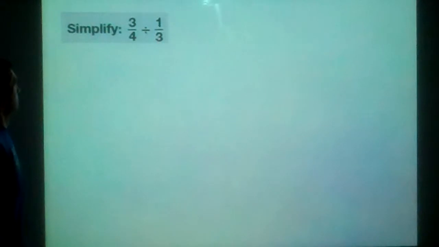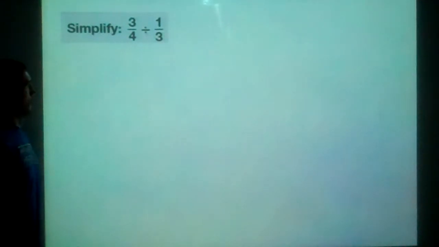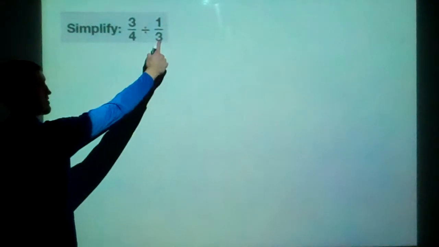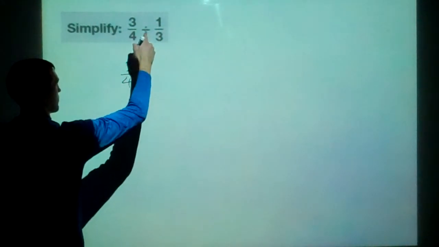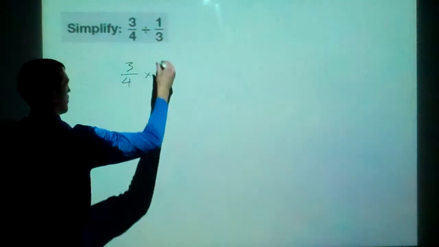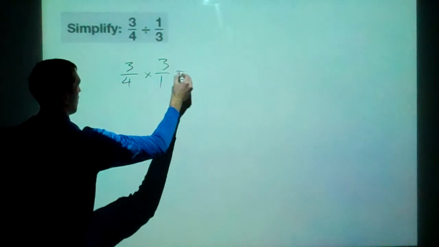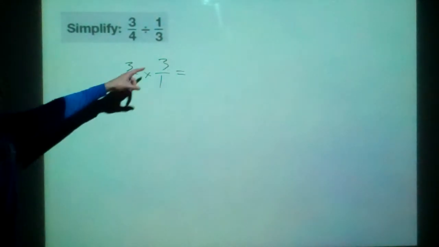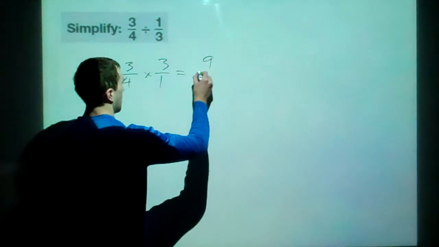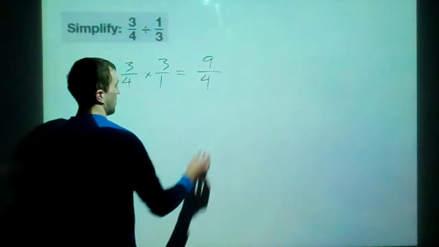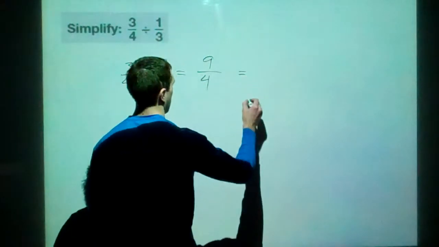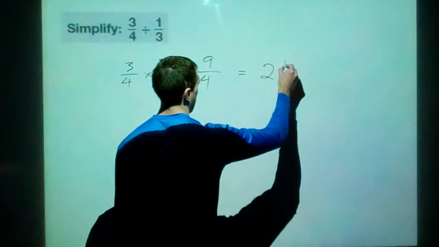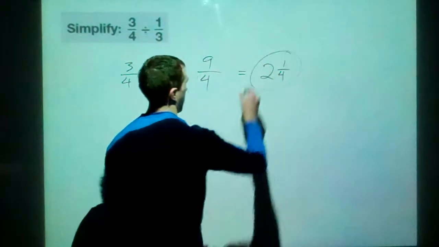Alright. Simplify. 3/4 divided by 1/3. So we have to get the reciprocal of this and turn it to multiplication. 3/4 times 3 over 1. And we get 3 times 3 is 9. 4 times 1 is 4. And we could turn this into a mixed number. This is also equal to 2 and 1/4. That would be our answer.